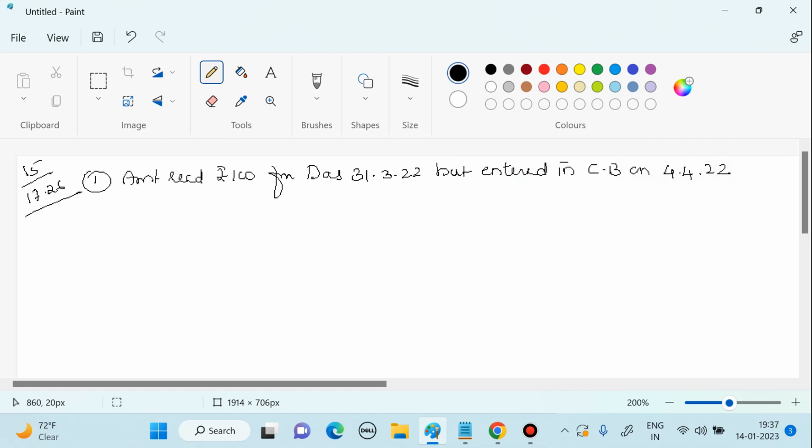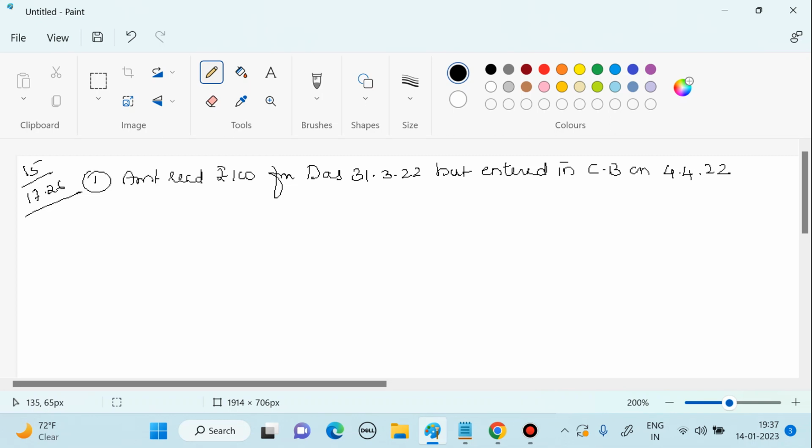So now what has happened here? There was money received from that, and therefore we should have recorded it in the month of March. We received it on 31st March, 100. But when did we enter it? In the cash book, 4th of April, which means in the current year's book we did not record it. We recorded it in the next year. So what do we have to do? It should have been recorded in the current year.